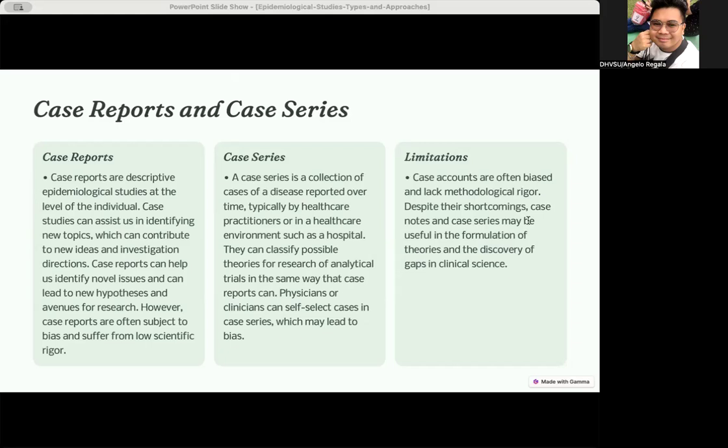However, when we talk about case reports, since it's a personal note from the one doing the case report, it is subject to bias and suffers from low scientific rigor. In a case report, it's up to the writer what he or she will put or write in that particular report. There may be some instances where they would neglect some information and include other information. So there is a personal bias coming from the writer.